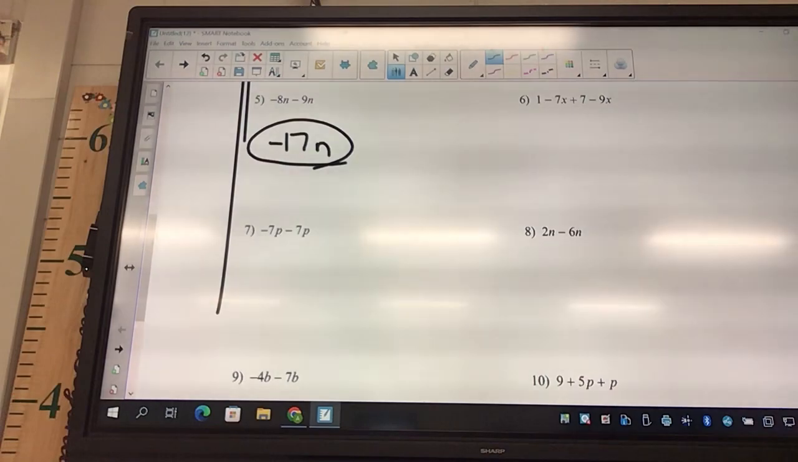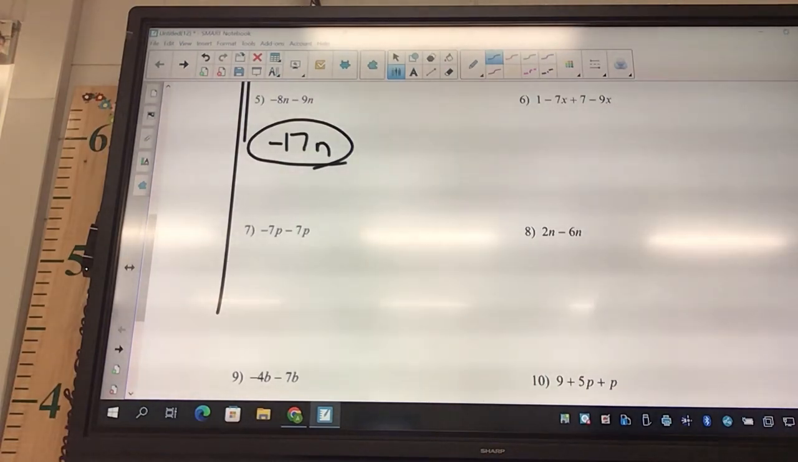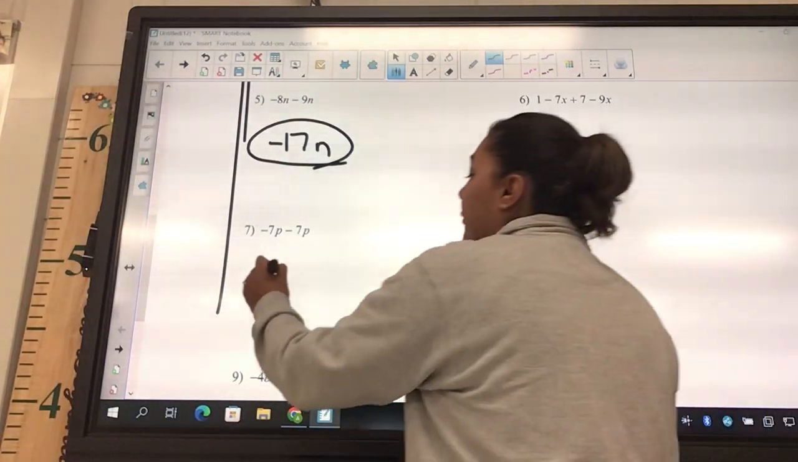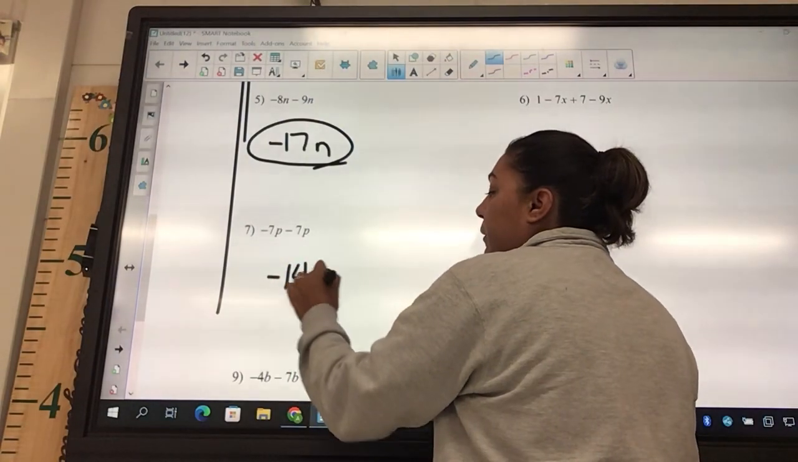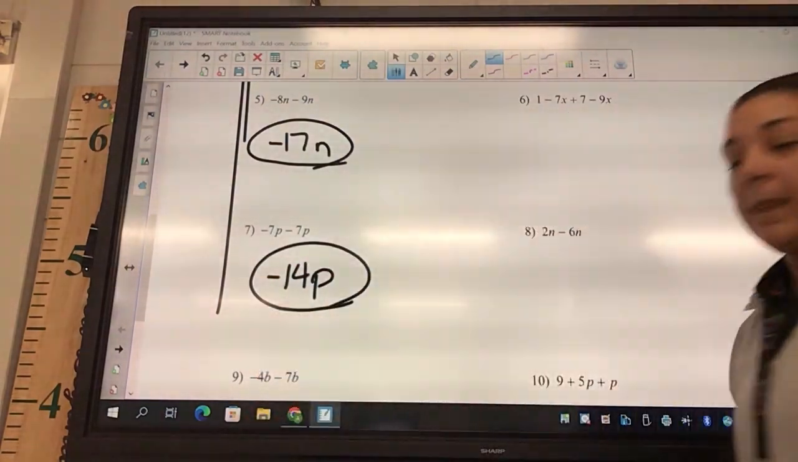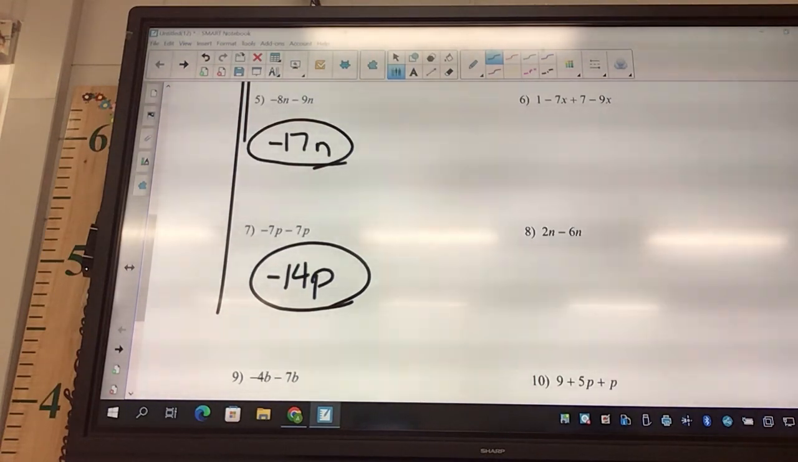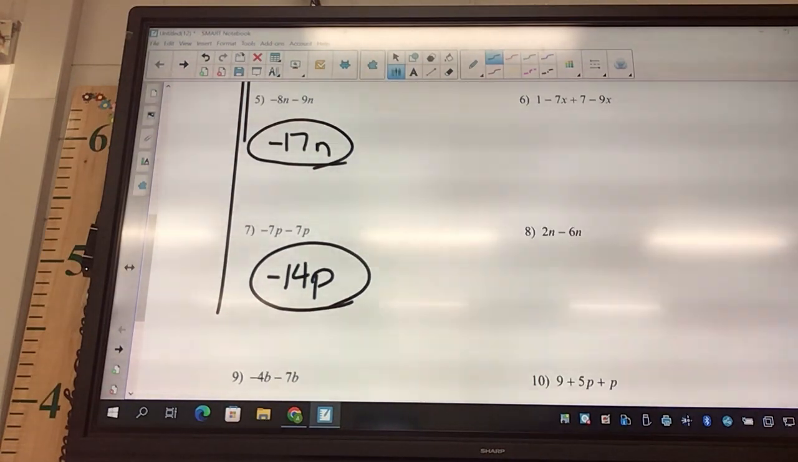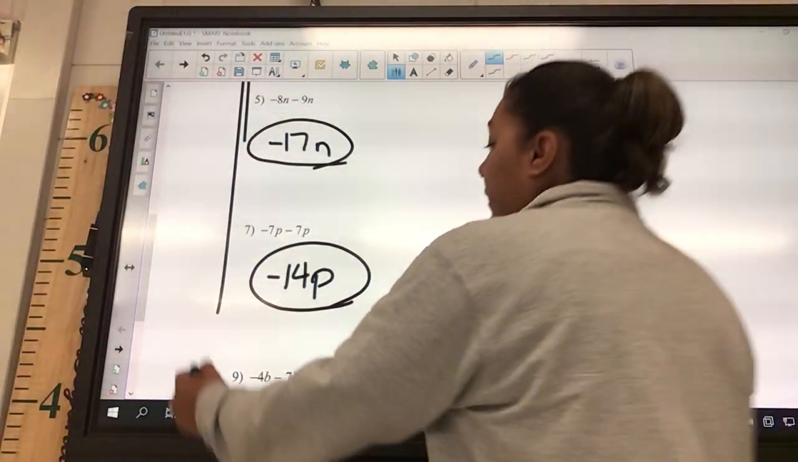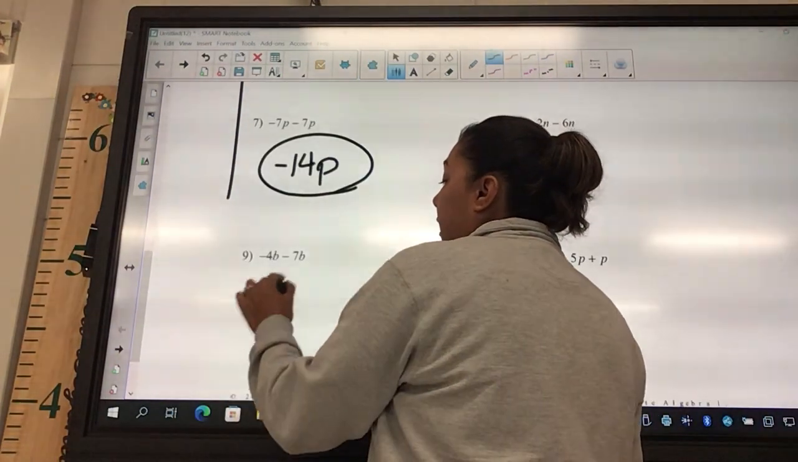Negative 7p minus 7p. Negative 14p. Okay, negative 4b minus 7b. Negative 11b.